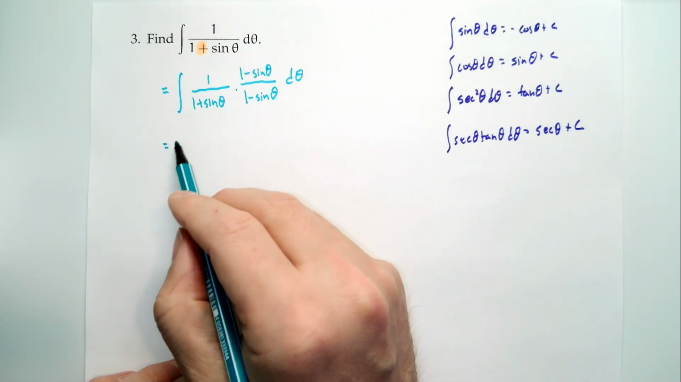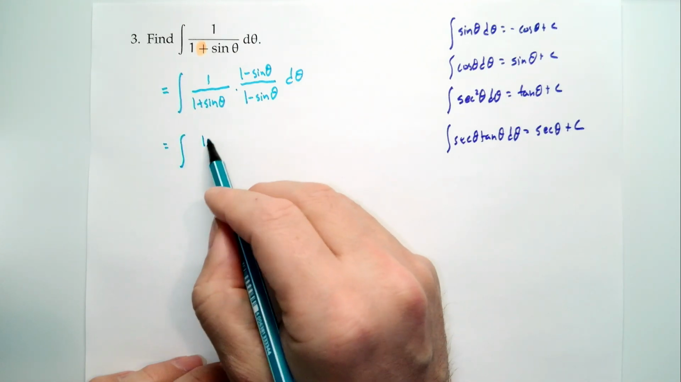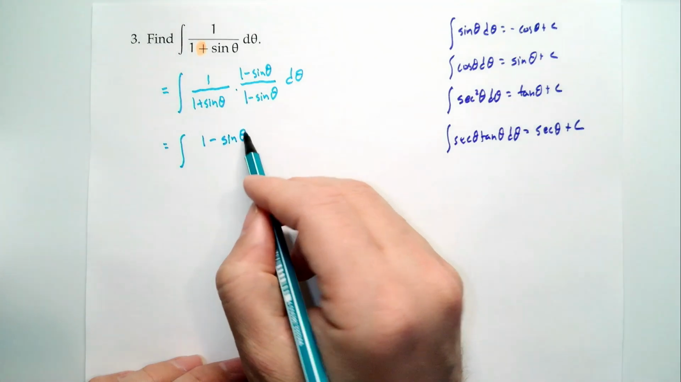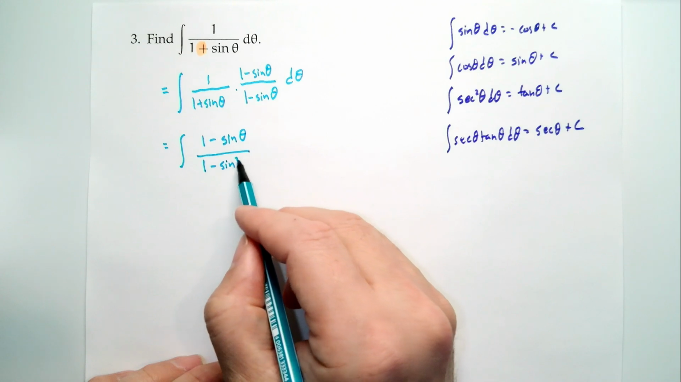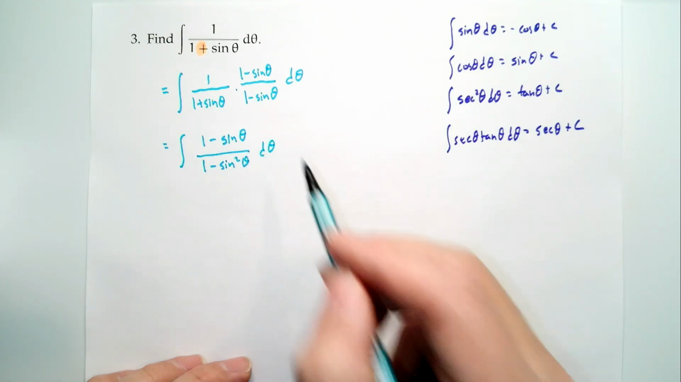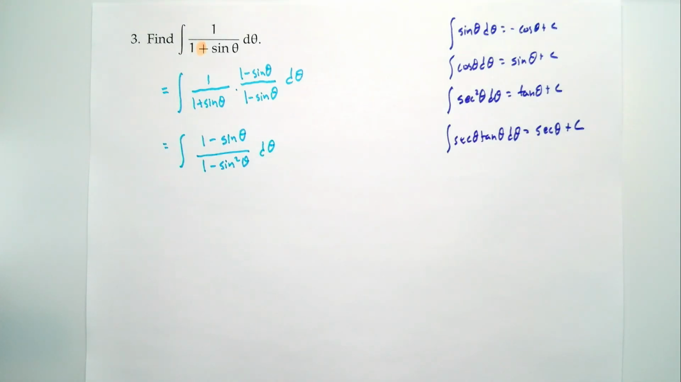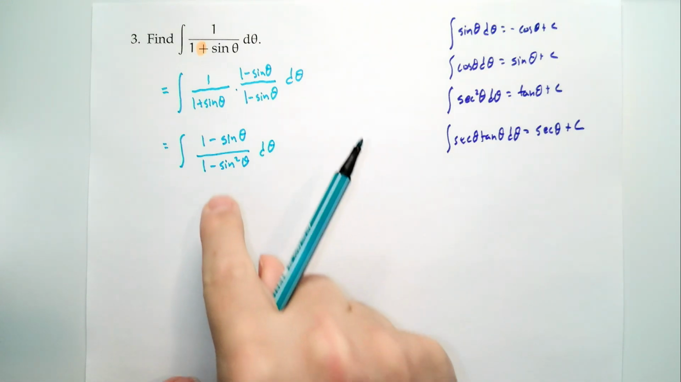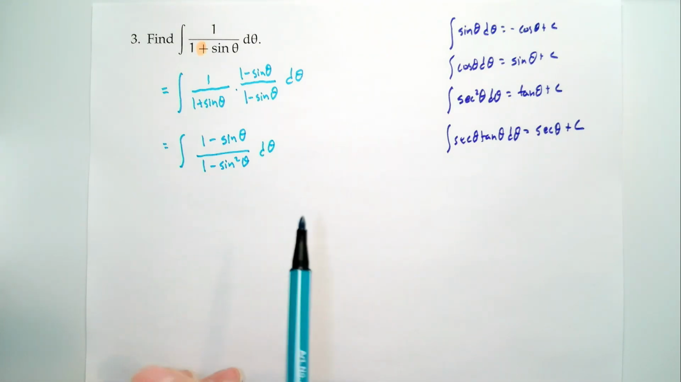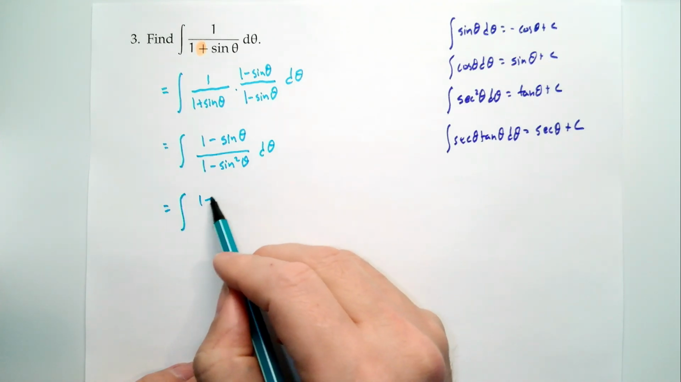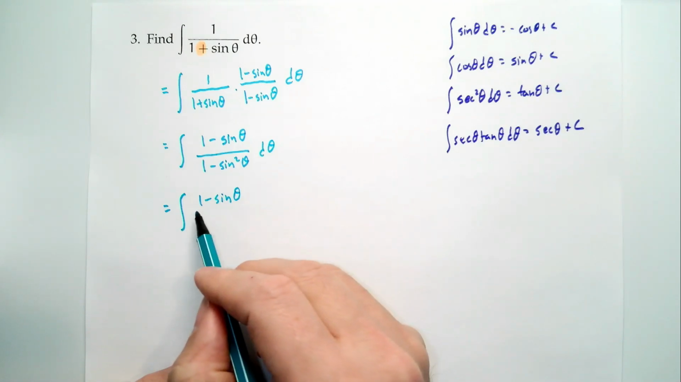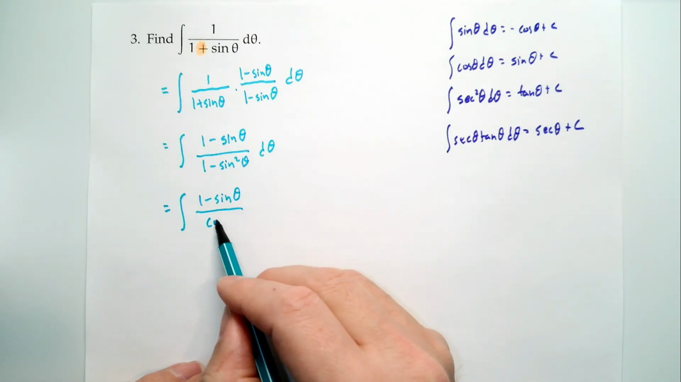So if we apply this, what do we get? Well, upstairs, 1 minus sine theta, which is what it is. Downstairs, that's 1 minus sine squared theta. Now, what can you do with that? Well, like I said, there's an identity. What is another way to write 1 minus sine squared? Well, another way to write 1 minus sine squared is as cosine squared.